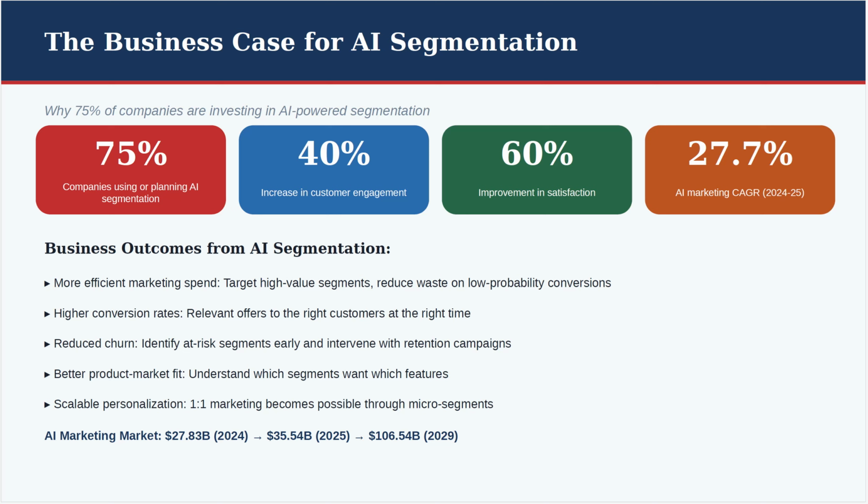You have reduced churn. So predictive segmentation identifies who is likely to leave before they leave, and you can do some proactive retention measures to keep them or win them back. Then product market fit. So different segments want different things. AI helps you understand what they want.